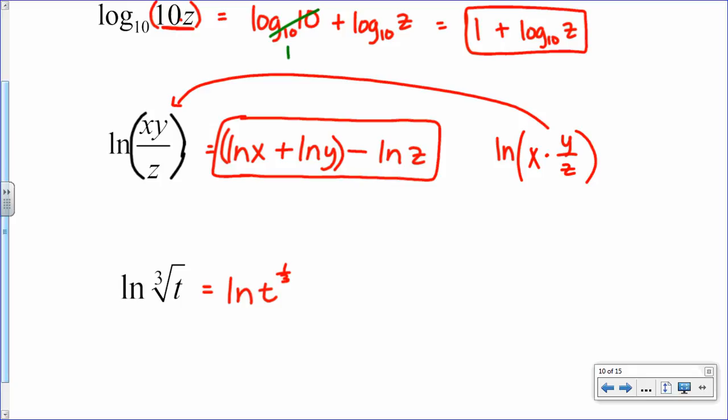Good. Now I can use that power property, and when I have the number inside a log with an exponent, I can take that exponent and pull it out front, and then it becomes multiplication. So the 1/3 is no longer an exponent. 1/3 natural log.